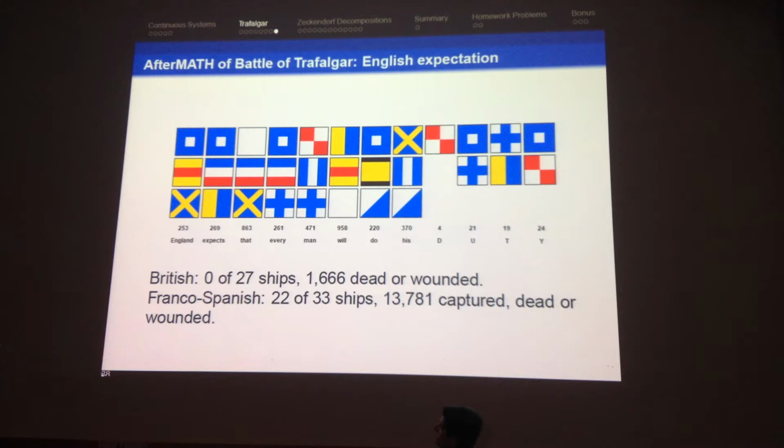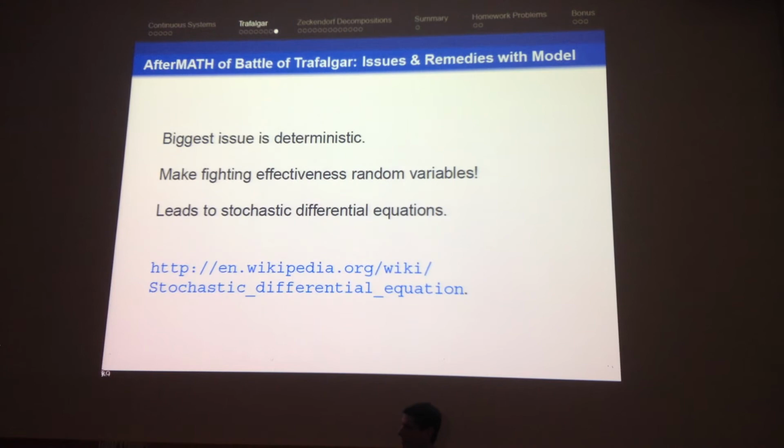Okay, so in terms of the battles, the British were 0 for 27, with 1,666 dead or wounded. The Franco-Spanish lost 22 of 33, with 13,781 captured, dead or wounded. So the biggest issue is that this is a completely deterministic model. This is absurd, to have a completely deterministic model.